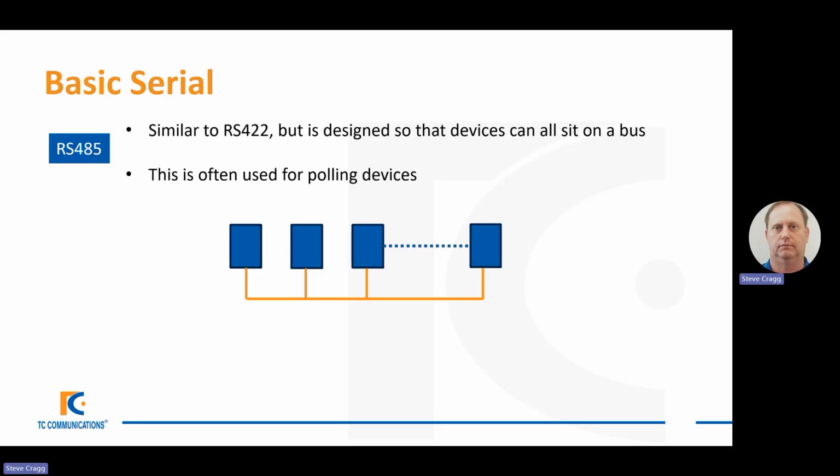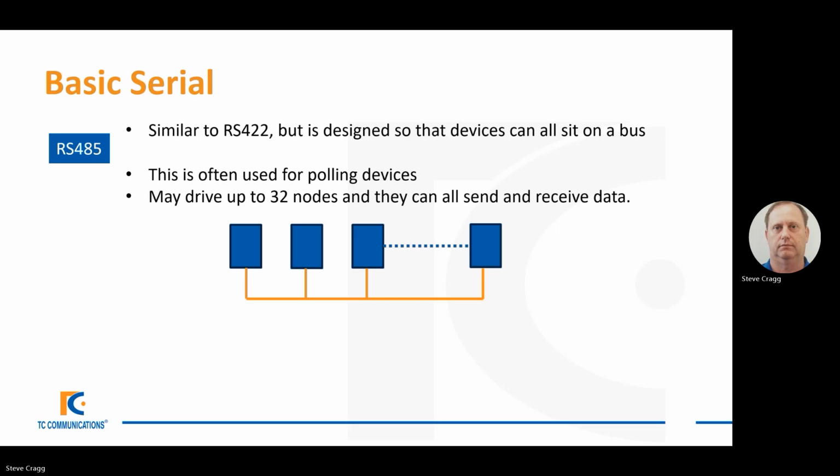Now, there is actually nothing to stop you driving up to as many as 32 nodes, and they can all send and receive data. But as you can see, in this case, they're using a single bus, so it's half duplex. One of them will seize control of the bus, will send the data, and the others will listen. Once the bus has been given back to its quiescent state, then the other devices may send data themselves.